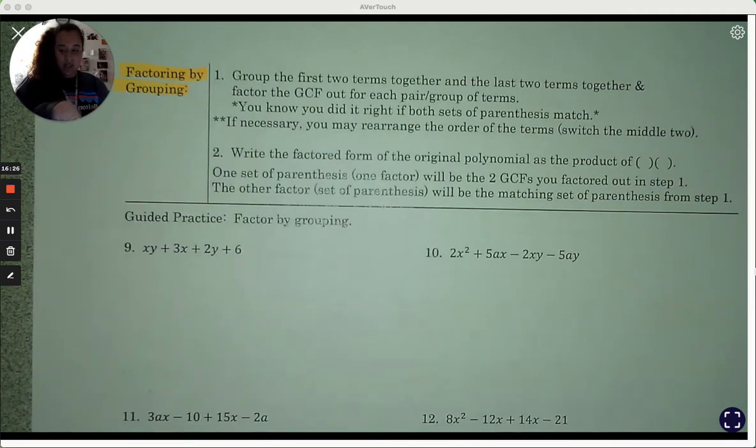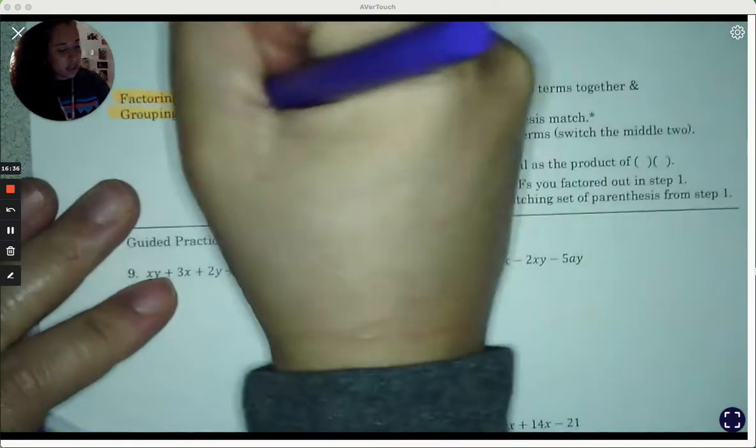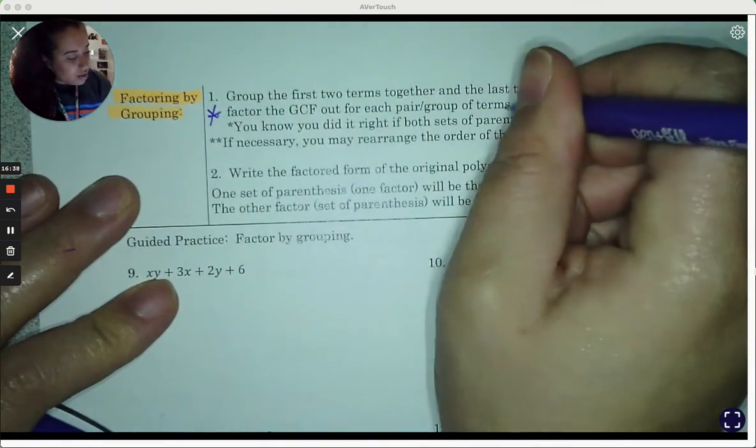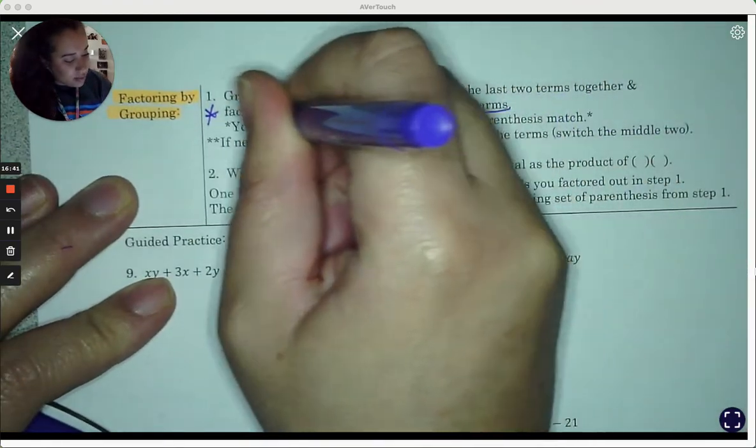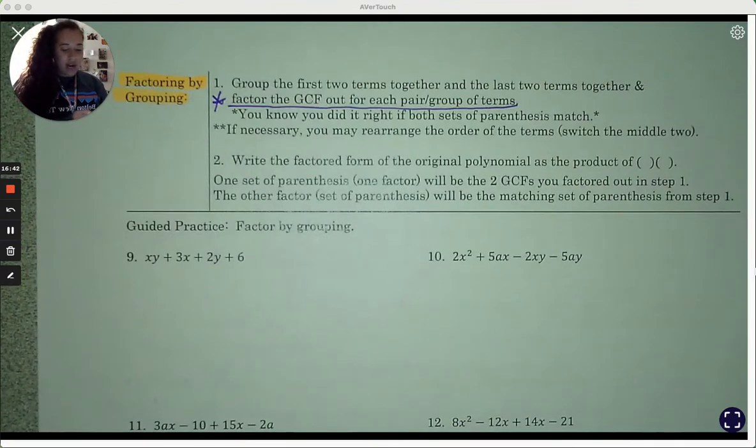Okay, so when we group, we just make 2 separate groups. We don't rearrange anything. We just boom, boom. Okay, we factor out that greatest common factor out of each pair or group of terms, and we know we did it right if whatever is inside the parentheses matches.